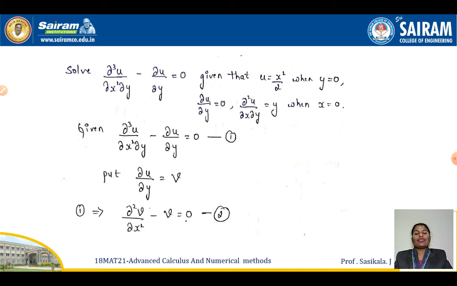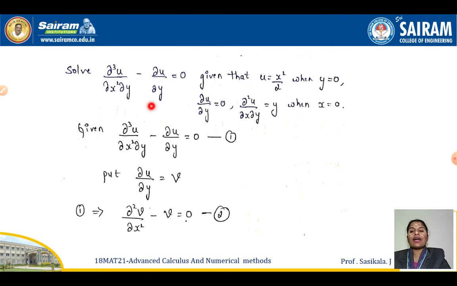Got it? So the next example: solve ∂³u/∂x²∂y minus ∂u/∂y is equal to 0. Given that u is equal to x squared by 2 when y is equal to 0, ∂u/∂y is equal to 0, and ∂²u/∂x∂y is equal to y when x is equal to 0. This kind of initial condition, we have already seen in one example.